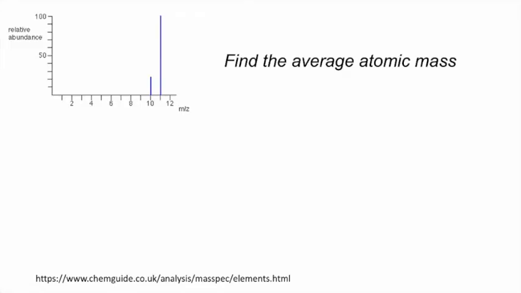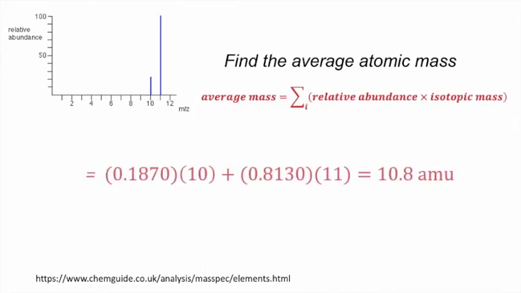So the next thing we're asked to do is to find the average atomic mass, and we're going to use our average atomic mass equation. We plug our numbers in and we find that our average atomic mass is 10.8 atomic mass units. And if we take a look at our lines up there, that makes sense, that it's somewhere between 10 and 11 and closer to 11.